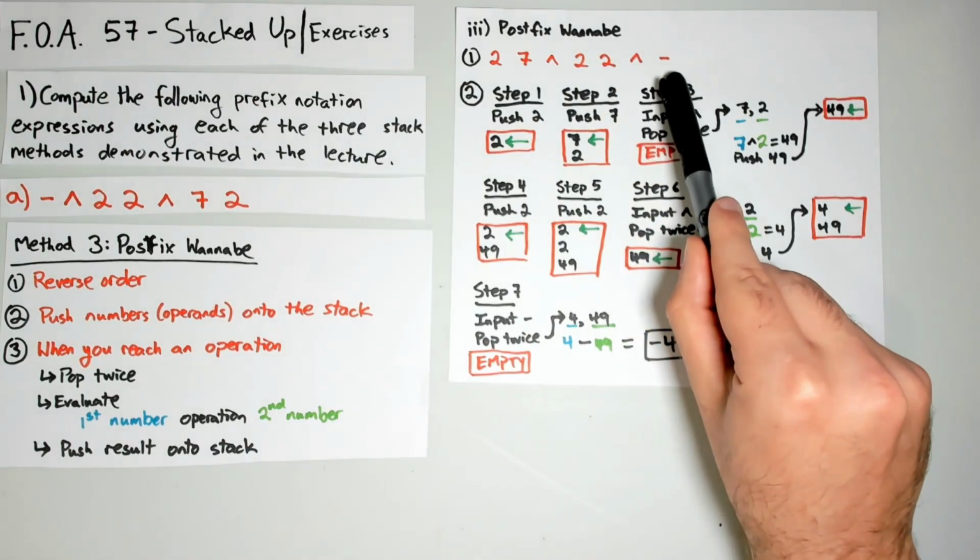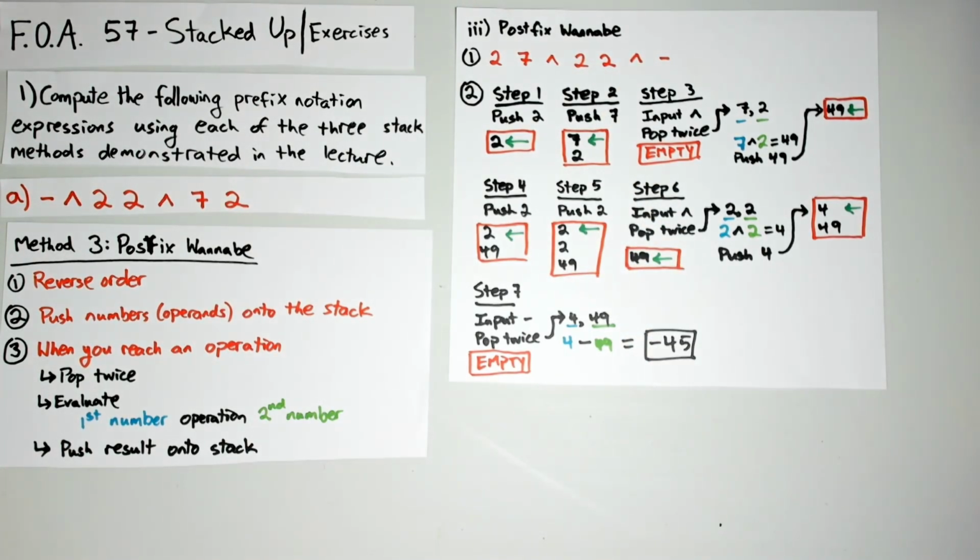Next up, and lastly, our last input is a minus operation. So we pop twice again, making our stack empty. We get a 4 and a 49. So then we subtract them in the order that they come, and we get negative 45, same as we got with the other 2 methods. Okay, so that's everything for this example.